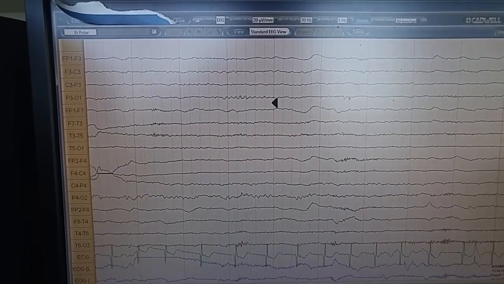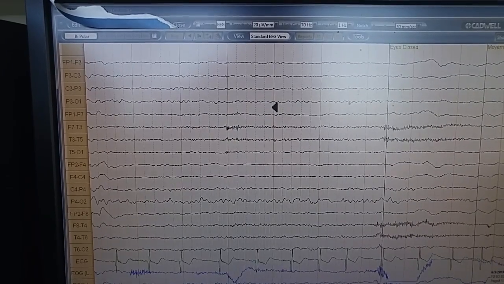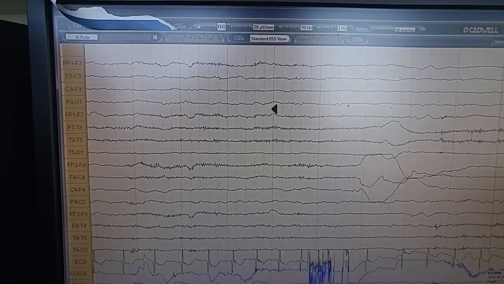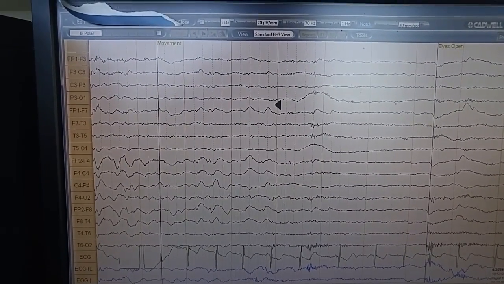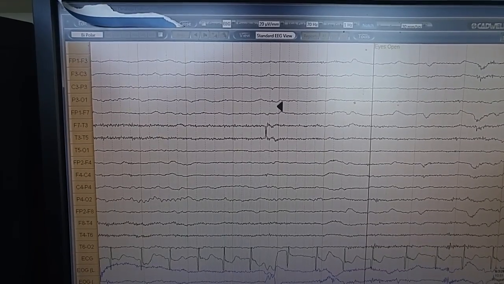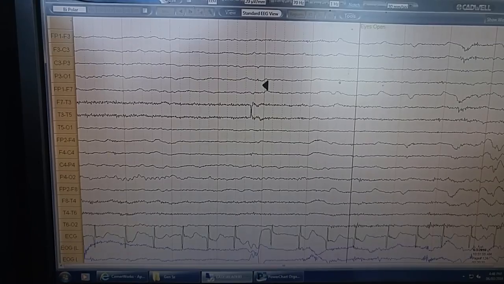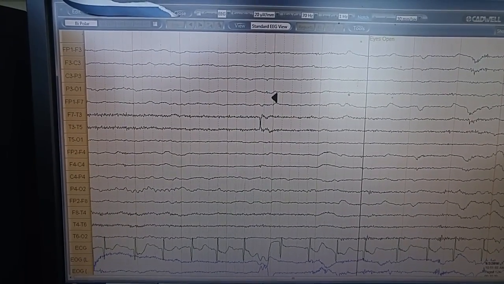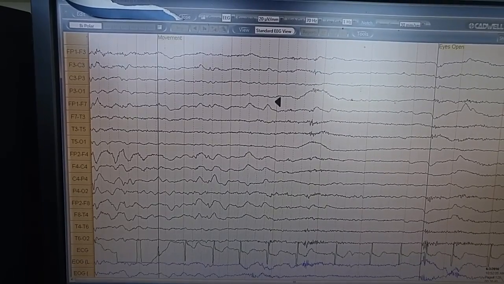And this is it. Unfortunately, they did not do hyperventilation here. She didn't want to. But for this type of case, hyperventilation would actually help because it would elicit a much more prolonged response, and in some cases it would elicit an actual clinical event, a clinical seizure, which would correlate on the EEG with generalized 3 Hz spike and wave discharges.